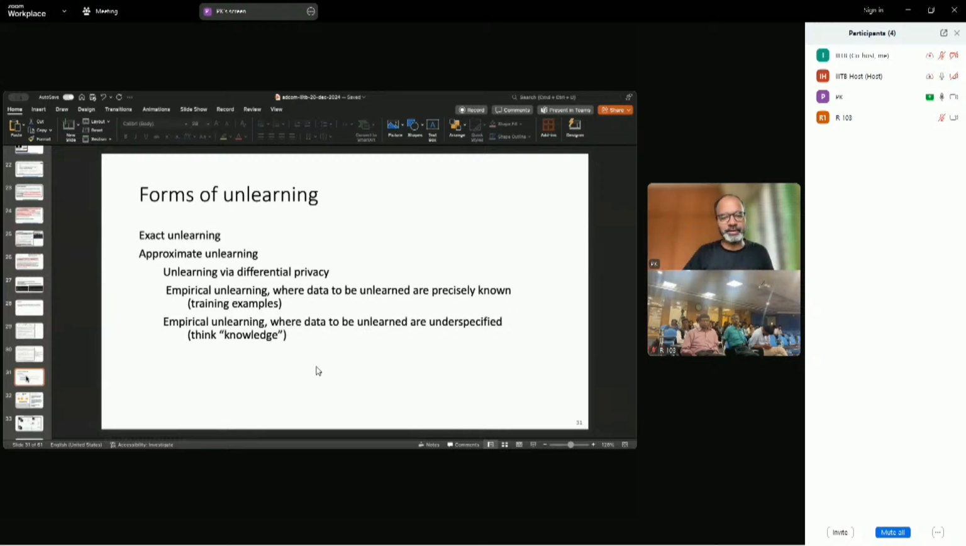Somebody going and clicking a button on Facebook or ChatGPT saying, please forget about me, there may be many implications of the data that has to be removed. Those are called approximate unlearning, or unlearning with examples. So again, a breakup of approximate unlearning itself.